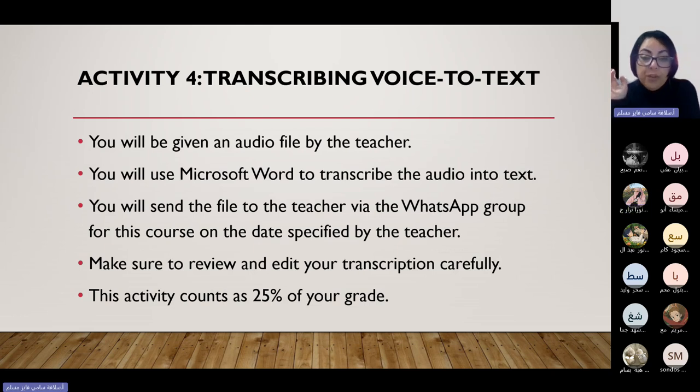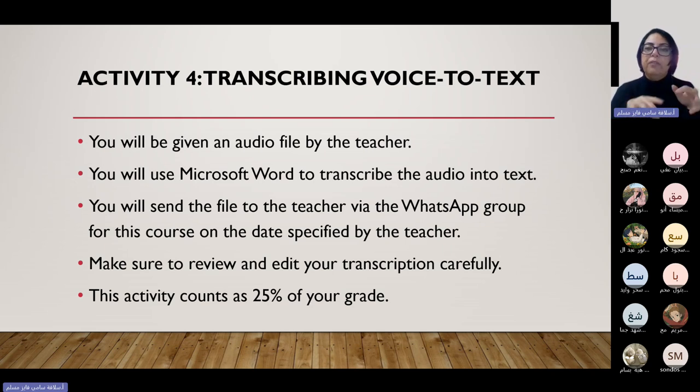The fourth and last activity that you will do is to transcribe a voice-to-text clip, okay? You will be given an audio file. You will use Microsoft Word to transcribe. What does transcribe mean? You will hear and type at the same time. Everything that is said or done in the audio, you will write it down.